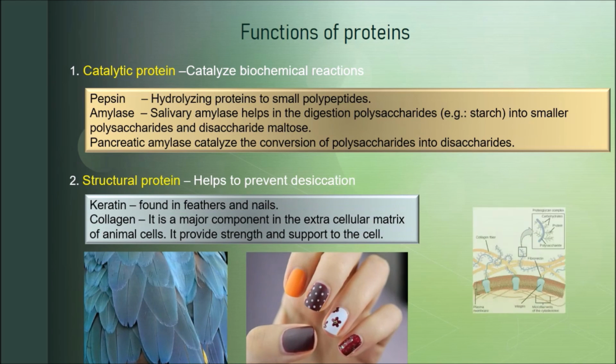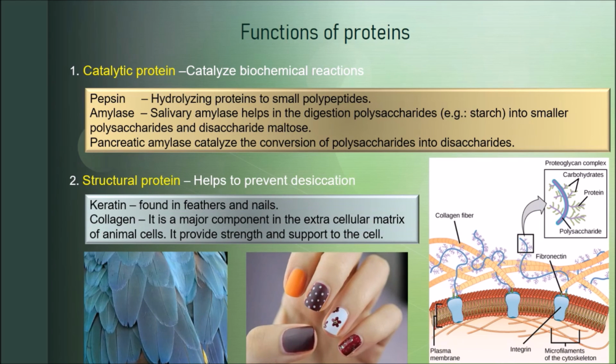Structural proteins. They help to prevent desiccation. Examples are keratin. They are found in feathers and nails. Collagen. It is a major component in the extracellular matrix of animal cells. It provides strength and support to the cell.